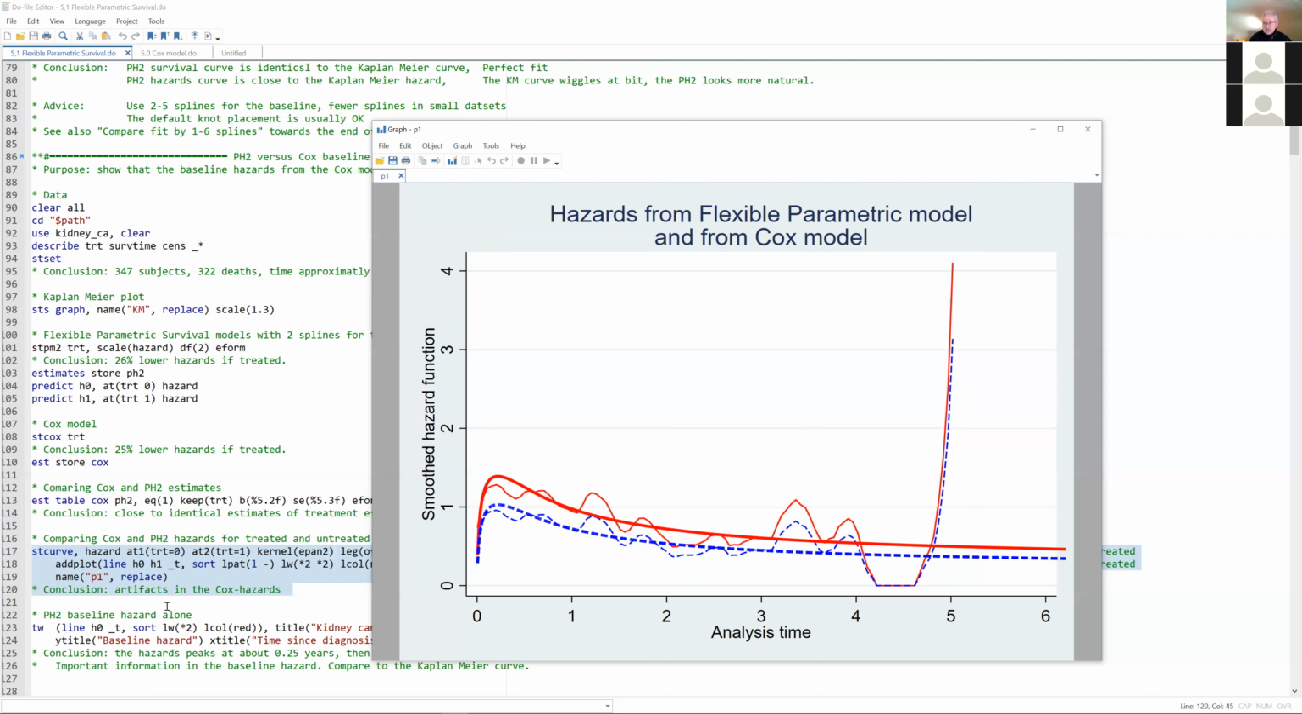Questions or comments about this? So we've already concluded that the baseline hazard is very important, has important information. We should always show it. And then it's a bit of a setback to discover that the Cox model may be a bit unstable. And this is one of the reasons why we might prefer the flexible parametric models.